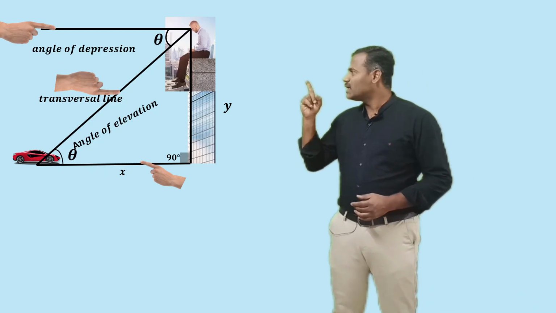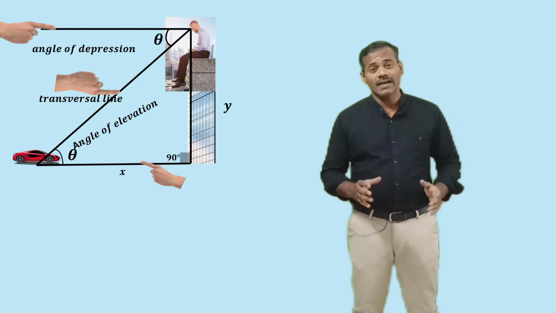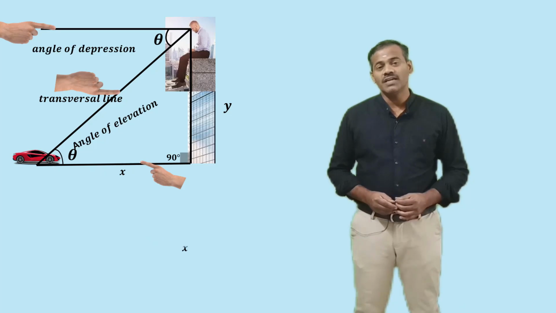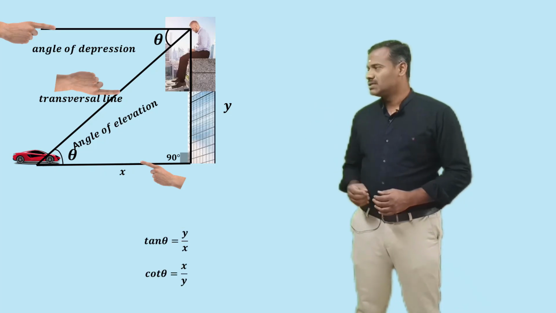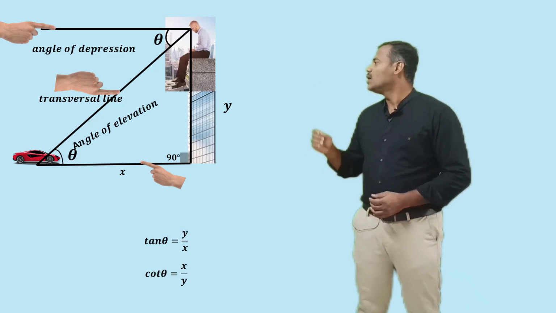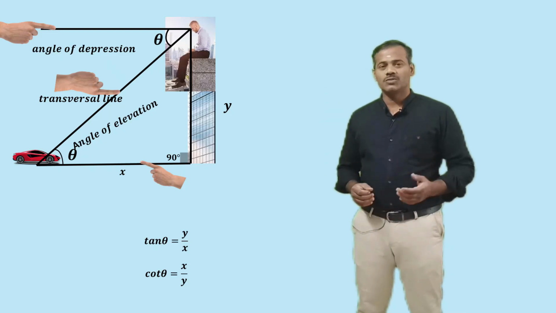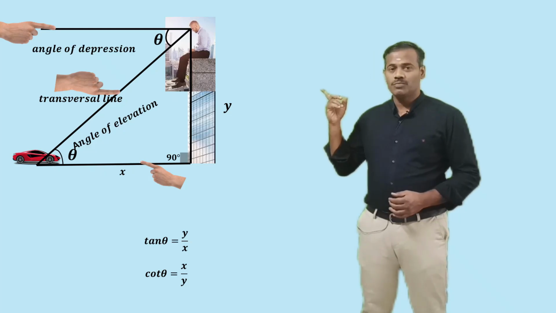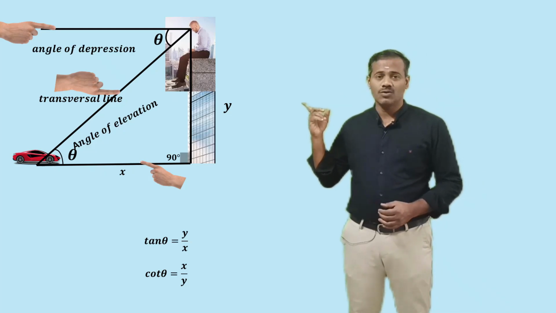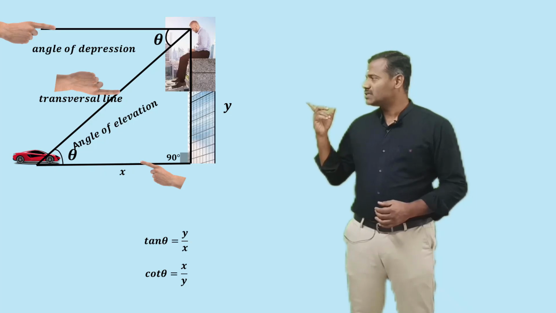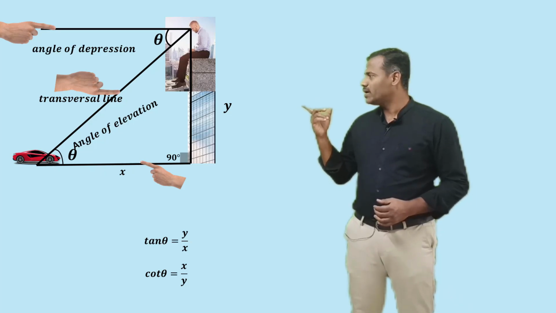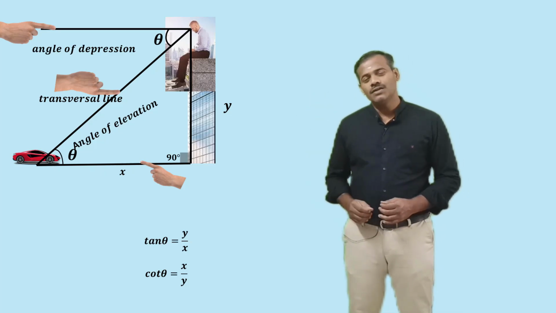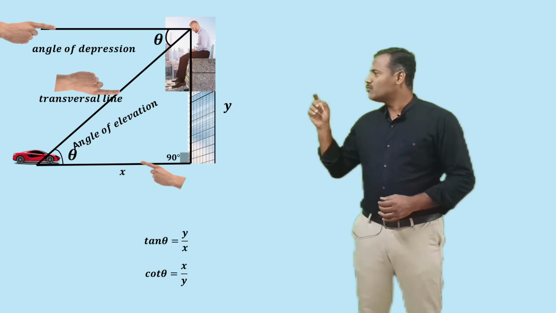Okay, so this angle theta is a part of a right angle triangle. So you know trigonometry, tan theta is equal to opposite by adjacent, that is y by x, whereas cot theta is equal to adjacent by opposite, so x by y. So if you know tan theta, that is the angle of depression, then you can find tan theta and cot theta. So if I know x, I can find y, if I know y, I can find x. So trigonometry allows us to easily find x from y or y from x.